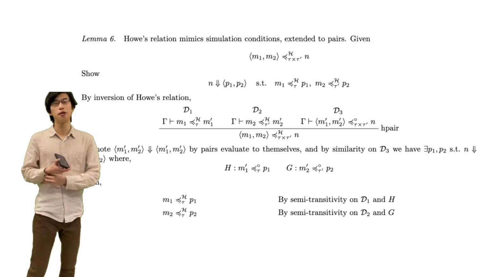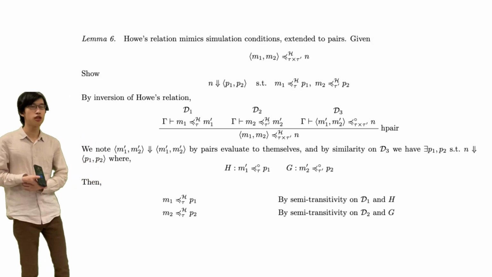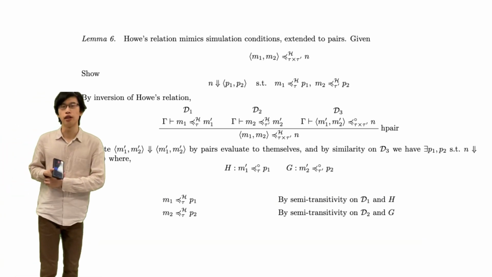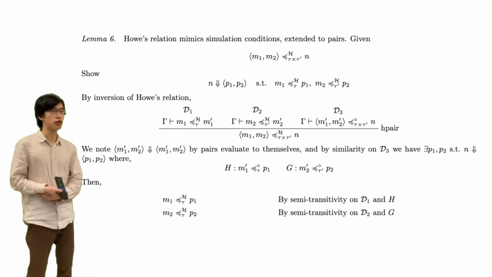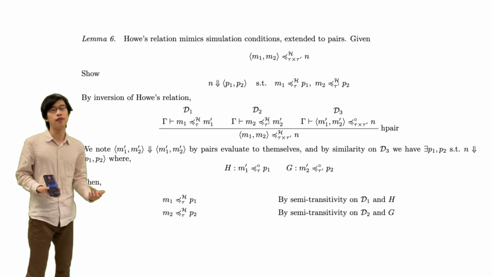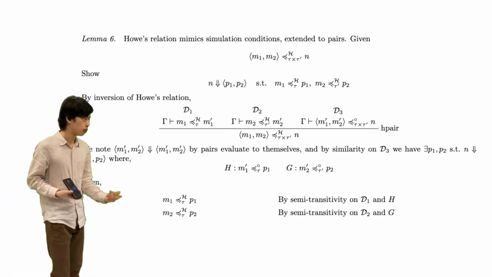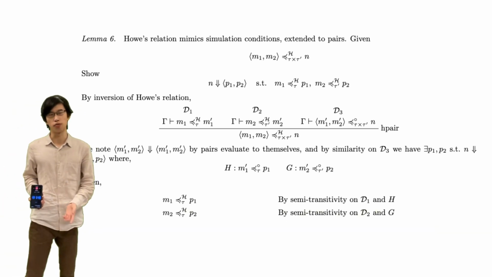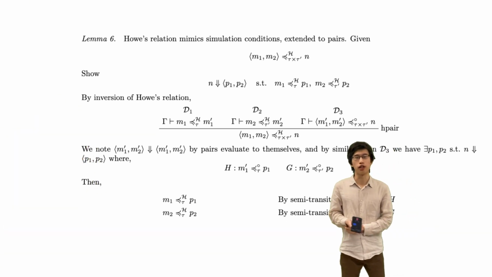In Lemma 6, we're going to be showing that the Howe relation still mimics simulation conditions when we extend it to pairs. This means that given a pair m1, m2 in Howe's relation with n, we have that n evaluates to a pair p1, p2, such that m1 is Howe related to p1 and m2 is Howe related to p2. The proof is done by inversion on the Howe relation.